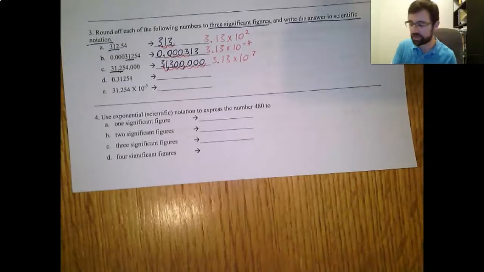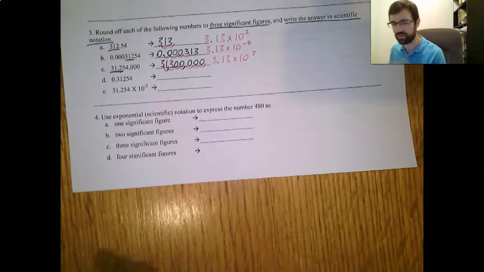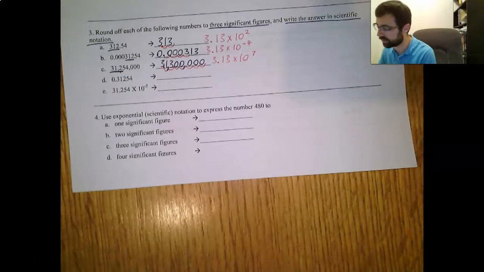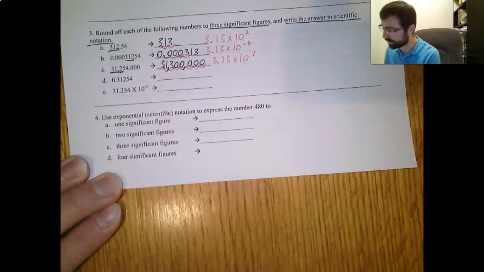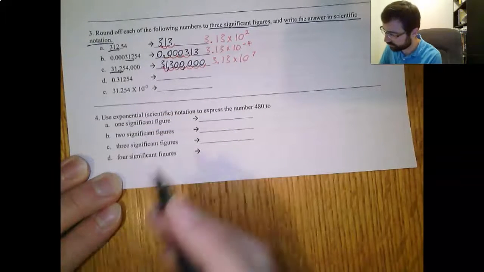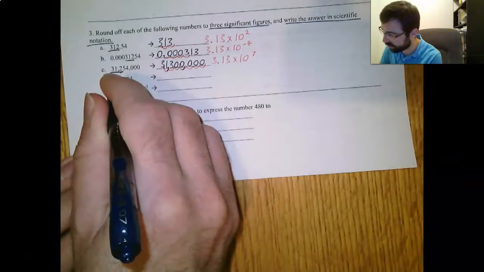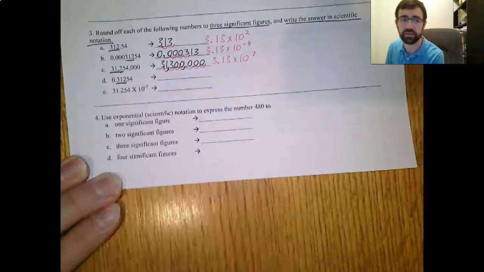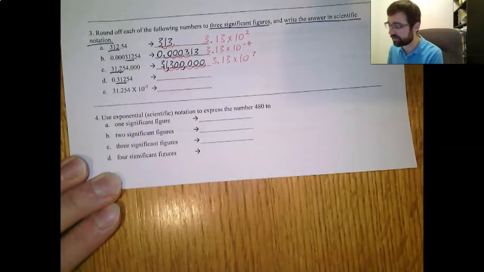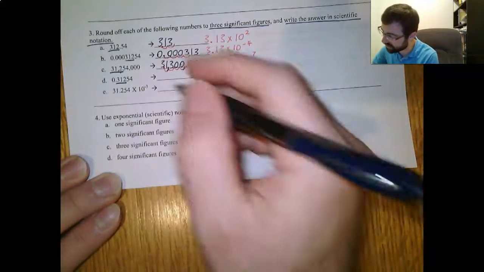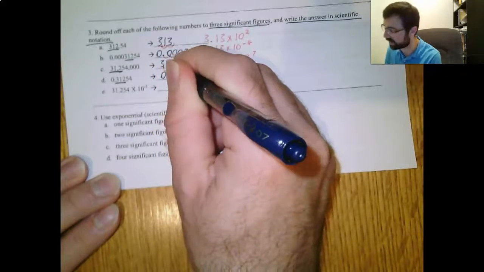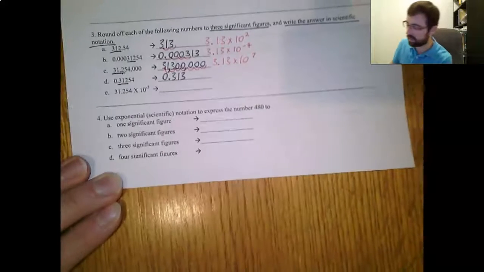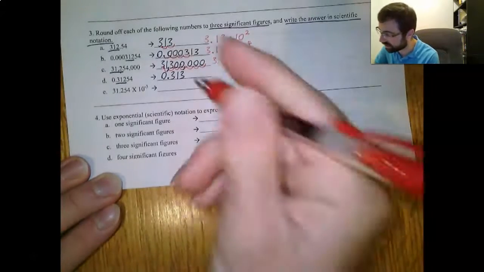Okay, we got 2 more of these and then we're going to be done with this video. It's a little longer because this is a section. All right, we got a decimal number. What's my first non-zero? That would be 3. So I have 3, 1, and 2. Again, that 2 has a 5 right after it, so I'm going to round that up to 0.313.